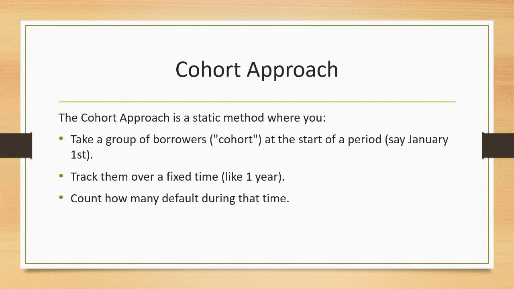The next point is the cohort approach. Through the cohort approach also we can predict probability of default. The cohort approach is a static method where you take a group of borrowers, which is the cohort, track them over a fixed period of time and count how many defaults happened during that time. That's called the cohort approach. So the cohort approach can also be used for predicting probability of default.